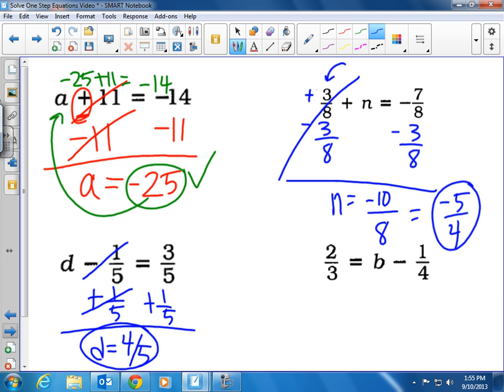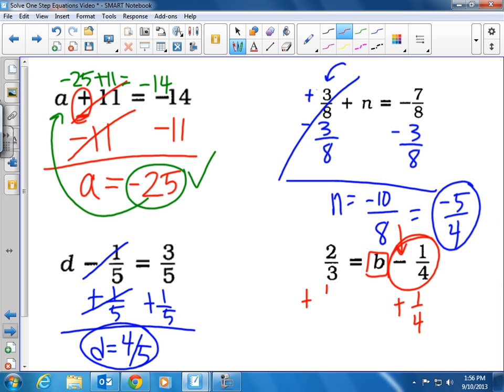Let's look at the last example on this page. I have 2/3 equals b minus 1/4. What's my goal? My goal is to get this b alone. I always want to get the variable alone. Well, what's standing in the way? This negative 1/4. Remember the negative, guys. The negative 1/4 is in the way. What's the opposite of that? I always do opposites or inverses.